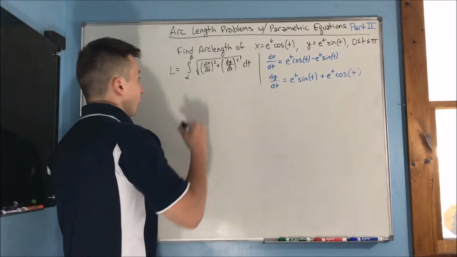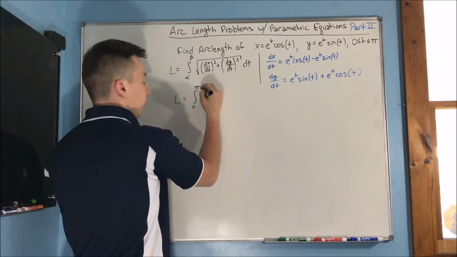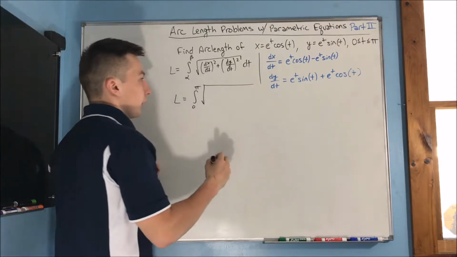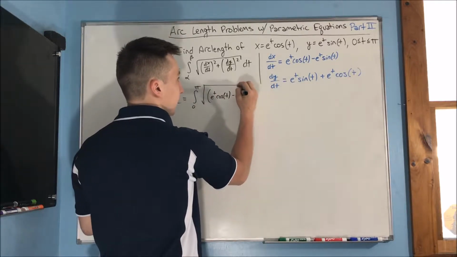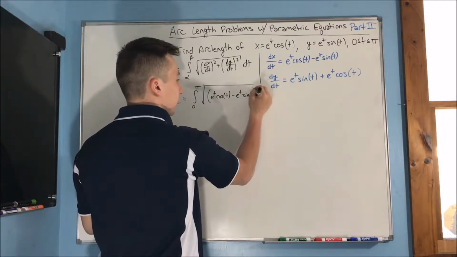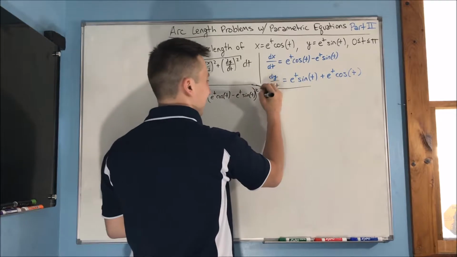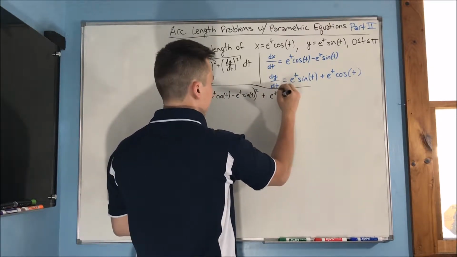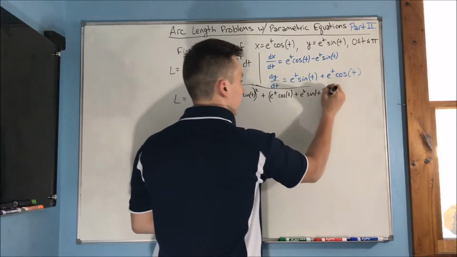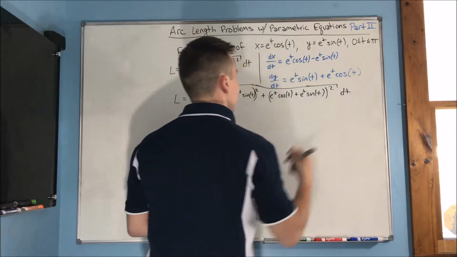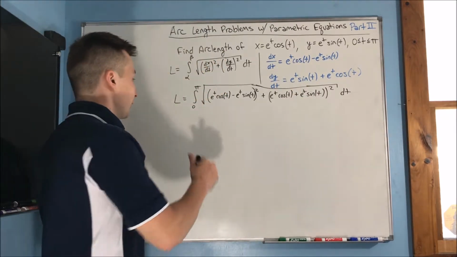So, we now have that the arc length is equal to the integral from 0 to pi, the square root of e to the t cosine t minus e to the t sine t, squared. And then plus e to the t cosine t plus e to the t sine t, quantity squared, and we have a dt on the outside. Now we need to do a little bit of foiling and get this huge integrand right here.